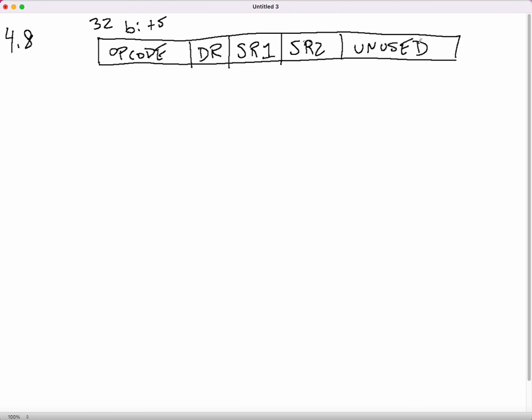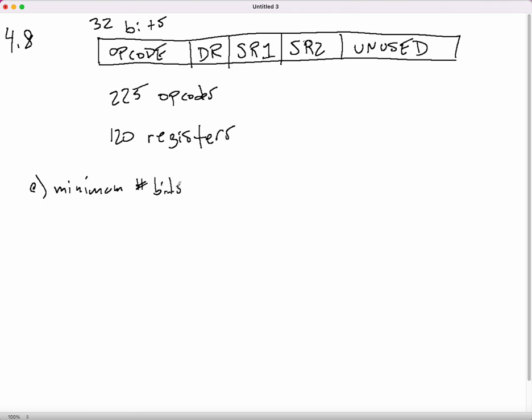Okay. And we're given some information here. We're told that there are 225 opcodes. We are told that there are 120 registers. And we are asked, what is the minimum number of bits required for the opcode?